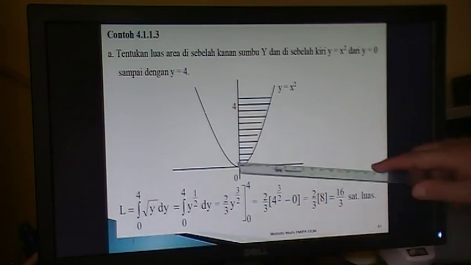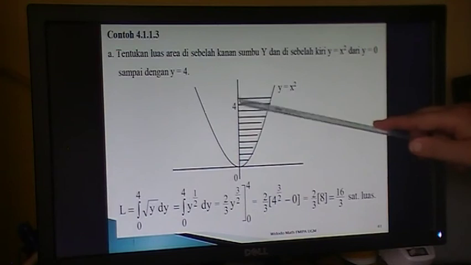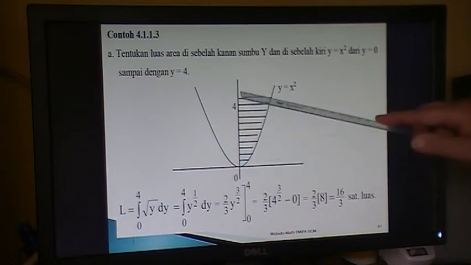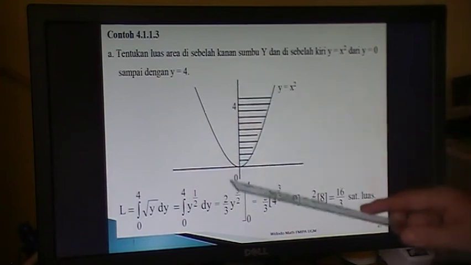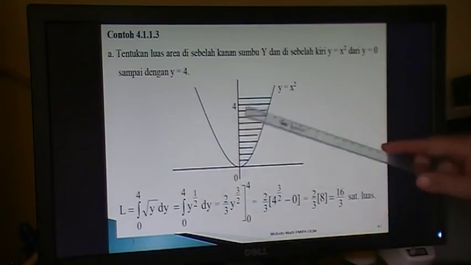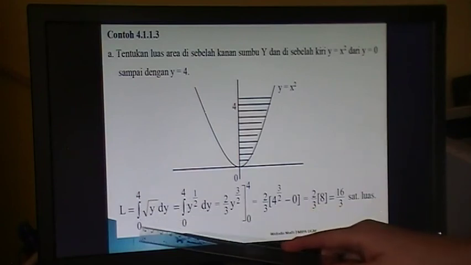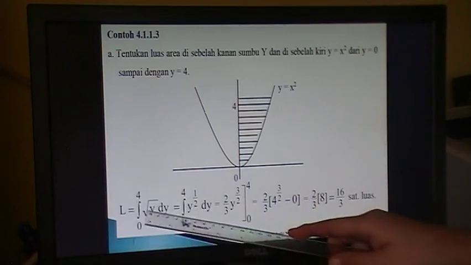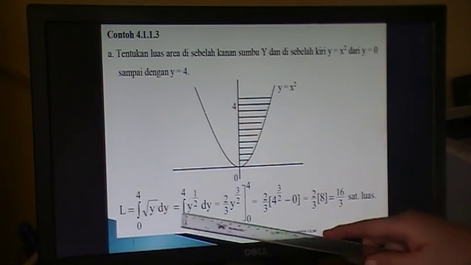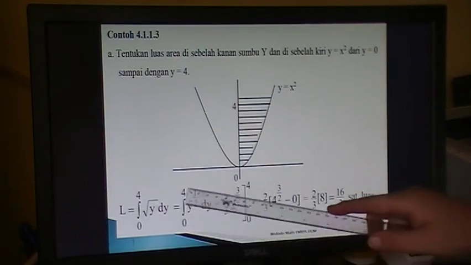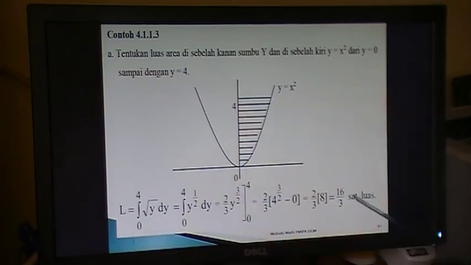And the integral between 0 and 4, because the integral is on the y-axis. So the L of the test area is equal to the integral 0 to 4 square root of y dy. It is very easy to count. It is equal to 16 divided by 3 unit. Okay. I think it is very clear.